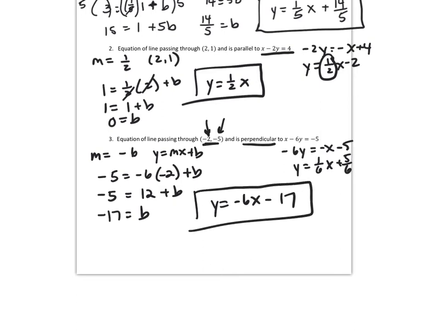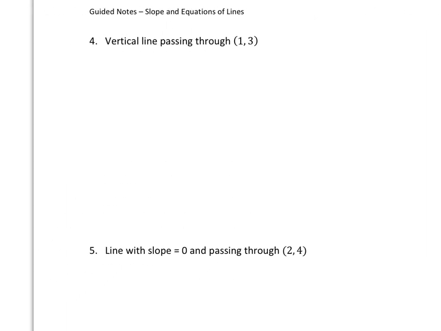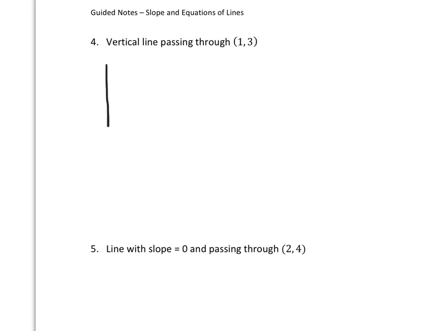Now let's see what's on the next page. Okay. Vertical line passing through (1, 3). Now if you've got a vertical line, you know what a vertical line is. It's passing through (1, 3). 1, 2, 3. That ordered pair is (1, 3).